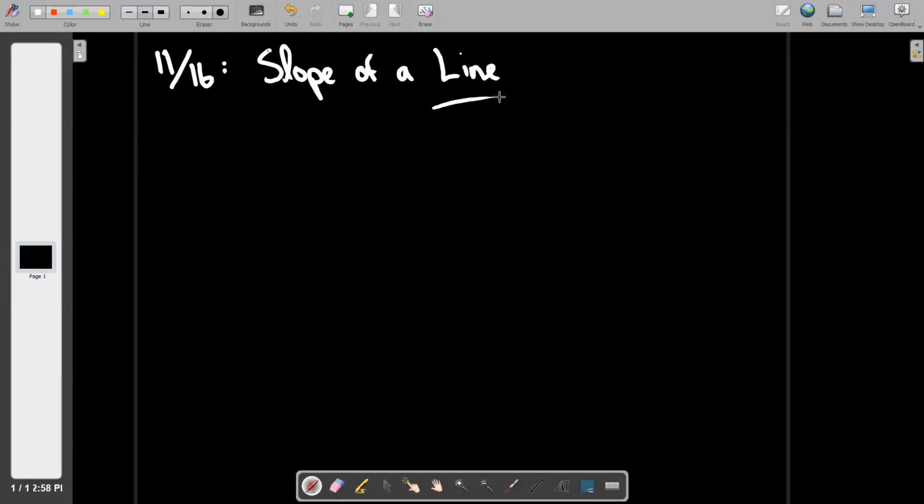And so what we want to master is the art of figuring out how tilty a line is. Does it go uphill? Does it go downhill? Is it steep? Is it flat? Is it straight up and down? There are all ways to talk about slope, and that's the focus of today and tomorrow.